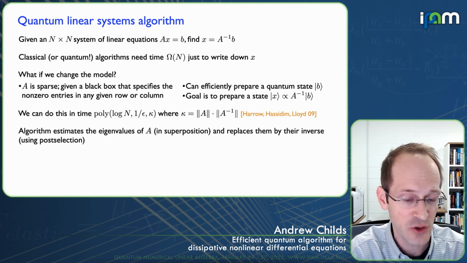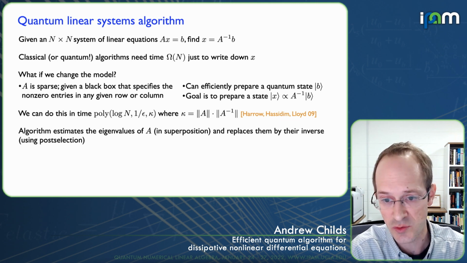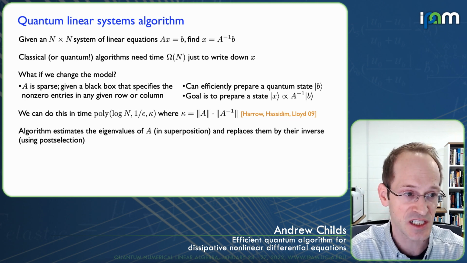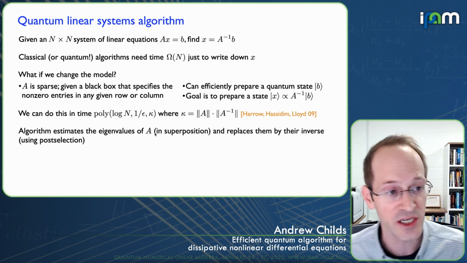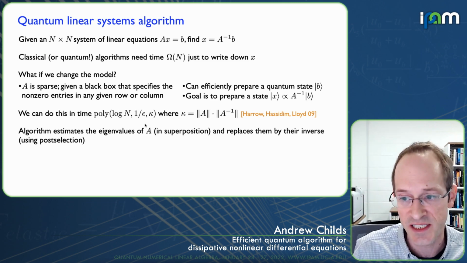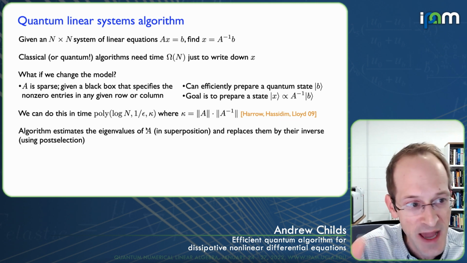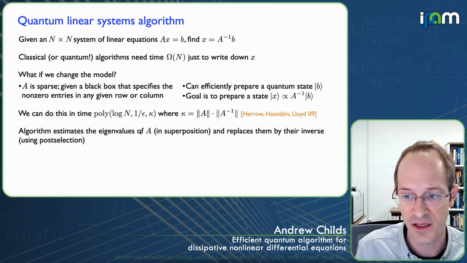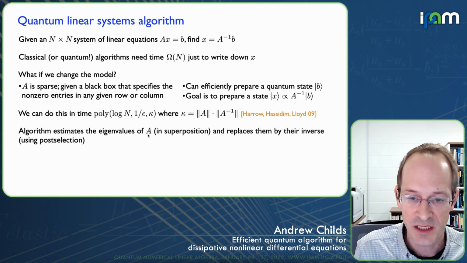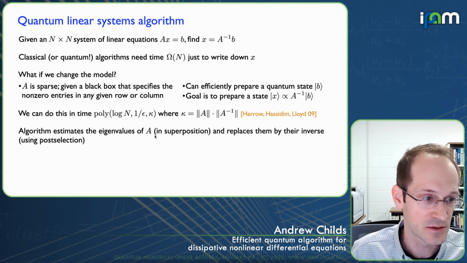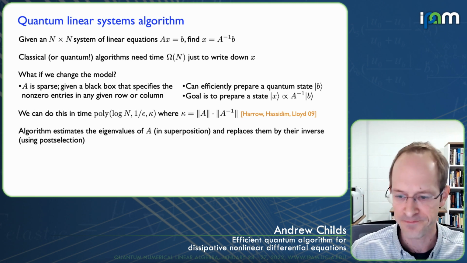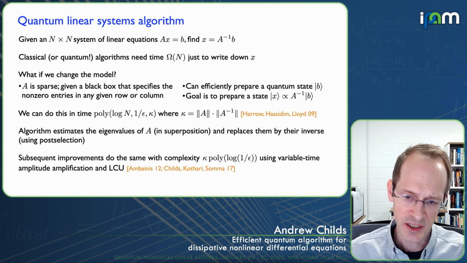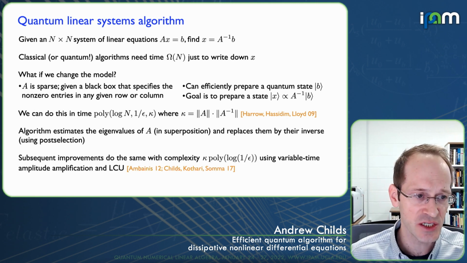But the basic idea of the original algorithm was to use what's called quantum phase estimation to get spectral information about the matrix A through Hamiltonian simulation of some Hamiltonian dynamics related to A, and then somehow manually put in the inverse of the eigenvalue to get the desired state where the eigenvalue has been replaced by 1 over the eigenvalue. So this was how the original algorithm worked, and actually there have been subsequent improvements that give faster algorithms.